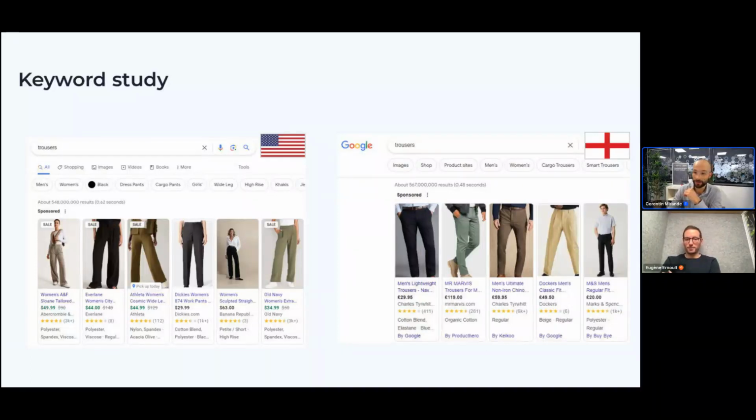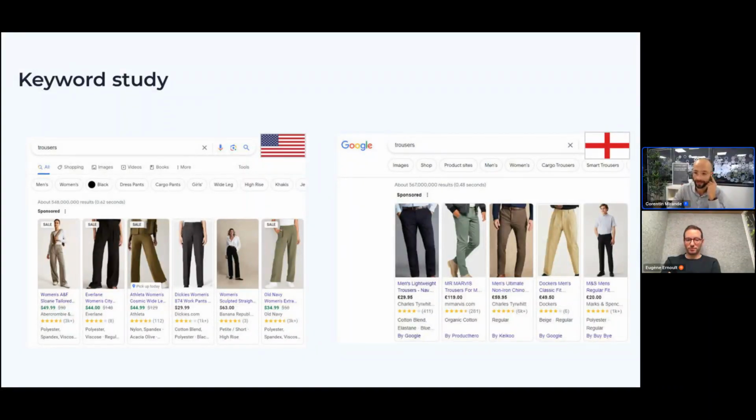And why translation can be a bit tricky, that's a good example. So here in the US and in England, you can see it's the same keyword, trousers. You can see the intent behind the same exact keyword. In the US, trousers is for women. That's the intent that Google puts forward. But in the UK, in England, it's for men.